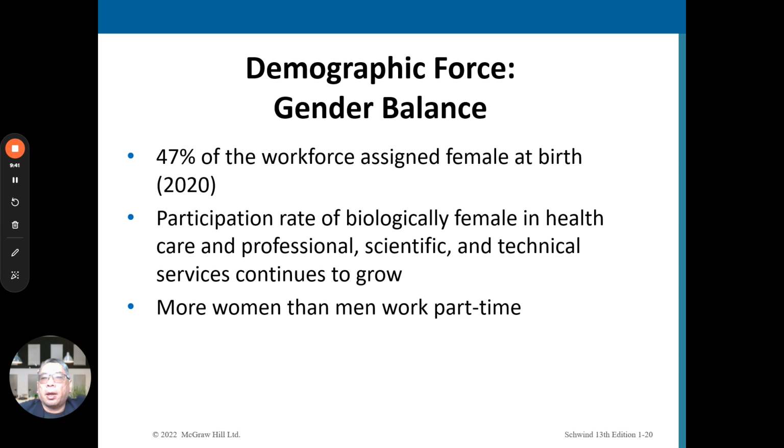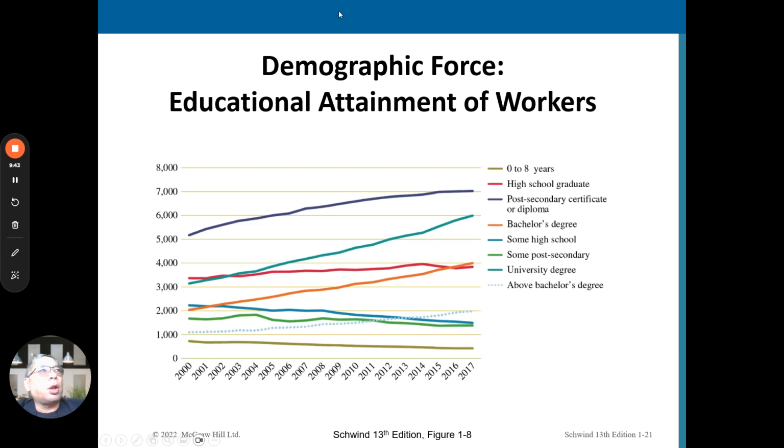Look at the demographic educational time of workers, for example, 0 to 8 years, high school, post-diploma. Here, they're the highest, and then the bachelor's degree is the red color, and then some high school, some post-secondary, and university degree. The post-secondary certificate or diploma is the highest, over 5,000. It's the easiest to get, and maybe the most economical. If you do not have a lot of money to spend for 4 years, most people do a post-secondary certificate or diploma program, like a 1 year or 2 year diploma program.